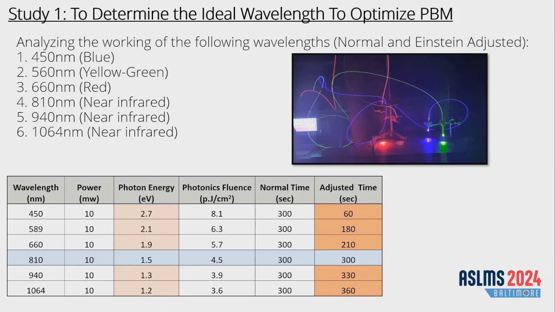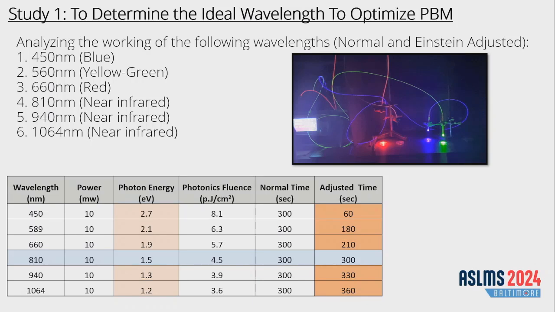So we work with 6 different wavelengths, again a few wavelengths before 810 nanometer and after 810 nanometer. And we have 2 different versions of each wavelength. First one would be normal treatment time, so each laser will be treated for 300 seconds. And the second plate will be for adjusted time.